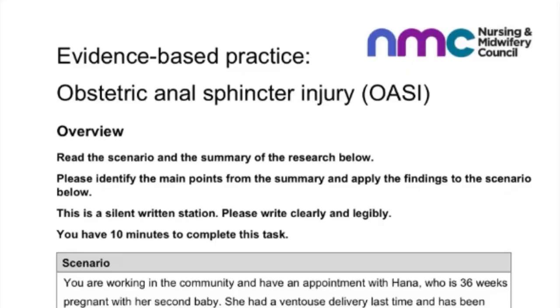That is what I put the C to be. So in that case, you're communicating findings of the research. So let's use the example of this obstetric anal sphincter injury. You're working in the community.